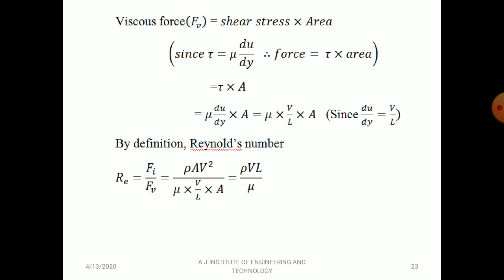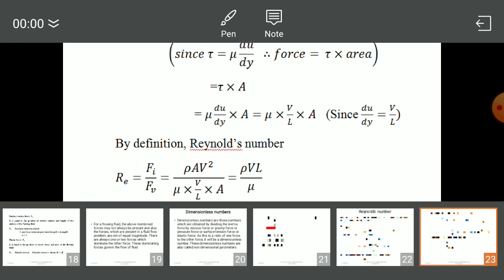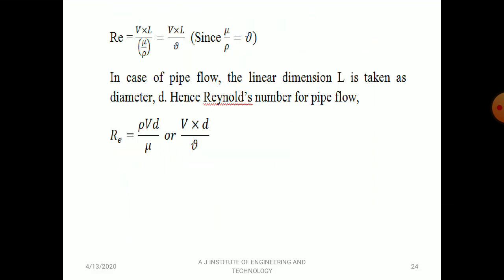By definition of Reynolds number, we have Reynolds number equal to Fi divided by Fv. So that is equal to rho A V square divided by mu into V divided by L into area. You can cancel the common term, area, in numerator and denominator. Take the L to the numerator, that is 1 by L becomes L. So rho V L divided by mu. Otherwise, mu divided by rho is the kinematic viscosity, the ratio of dynamic viscosity to density. So R equal to V into L divided by mu by rho, that is V into L divided by nu.